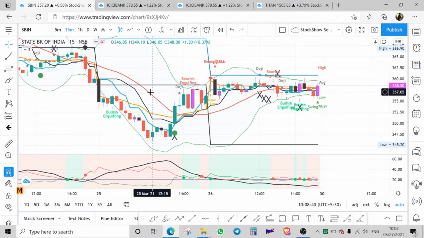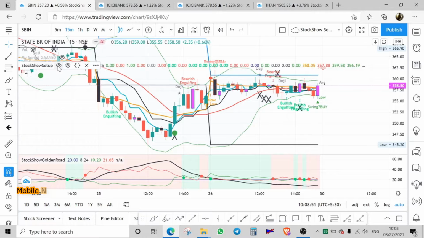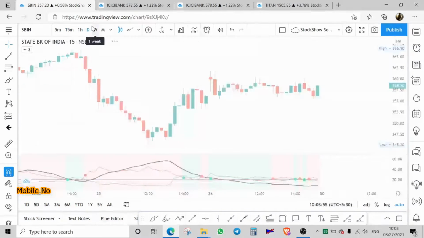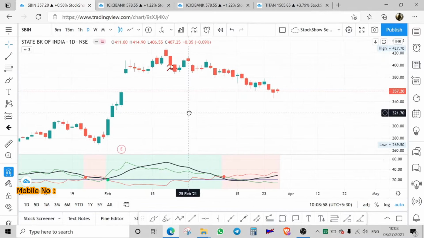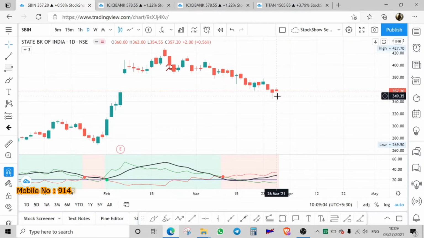Now we all know that Bank Nifty was on a downtrend, right? Let me switch on this setup and show you how I will know that it is in a downtrend. Let's move to the daily chart, and in the daily chart, if you look, Bank Nifty has been on a slide, so therefore it's a downtrend. This is how we should read.